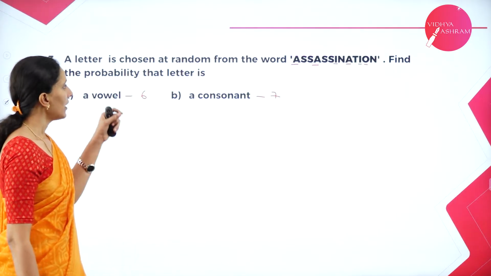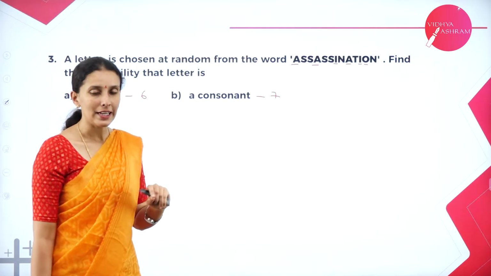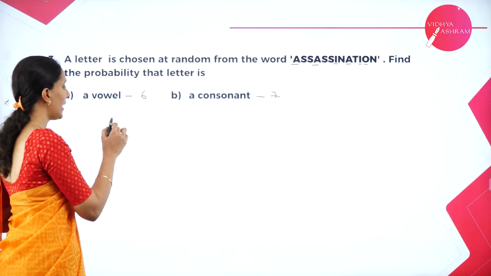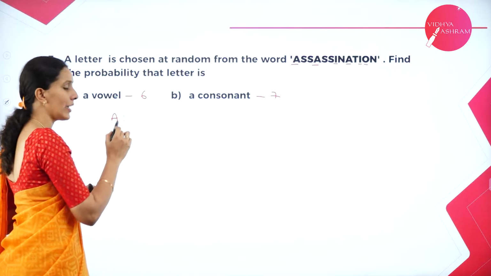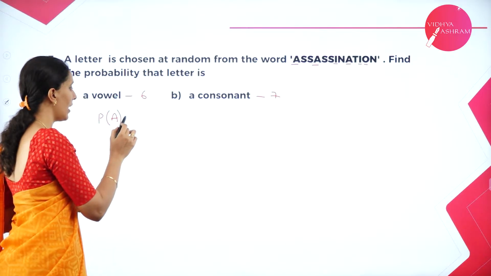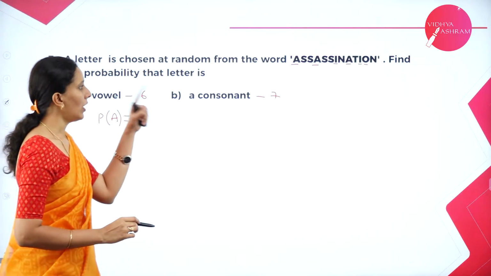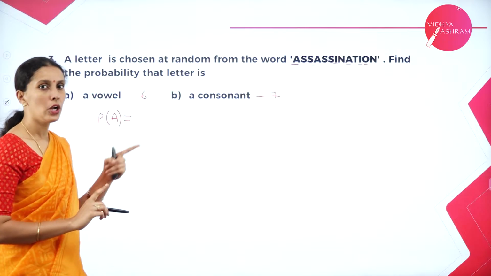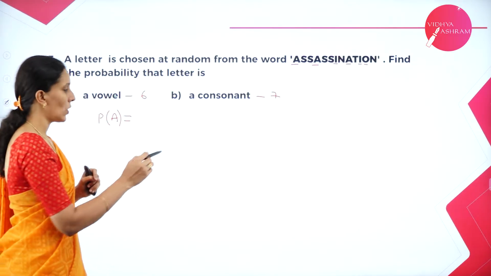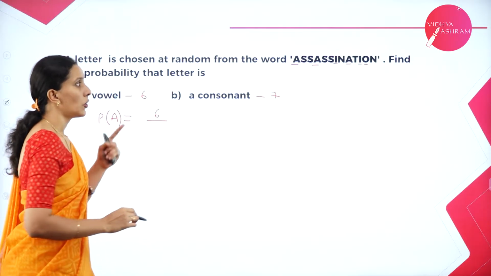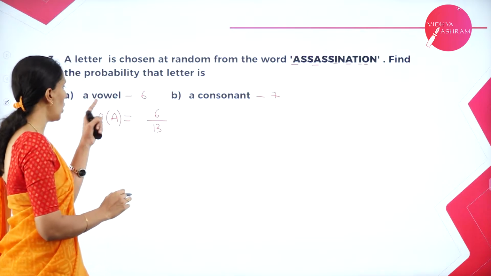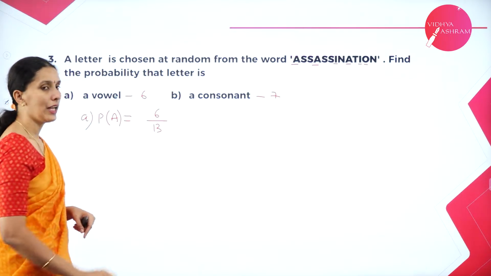So now, if a letter is chosen from the word assassination, that letter must be a vowel. So let me take it as an event A. So event A is getting a vowel. Therefore, probability of A can be written as total number of vowels divided by total number of letters. Because favorable to vowels is only 6 letters and in total we have 13 letters. So the probability of a vowel is 6 by 13.